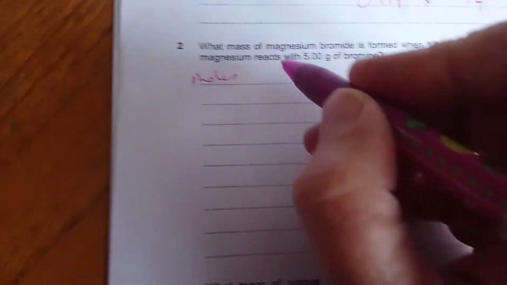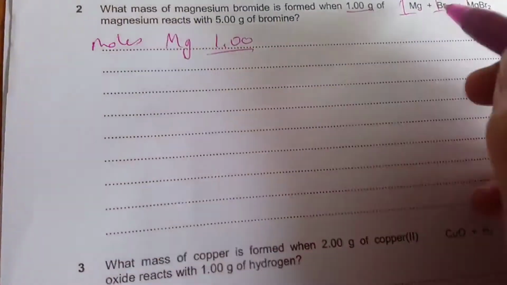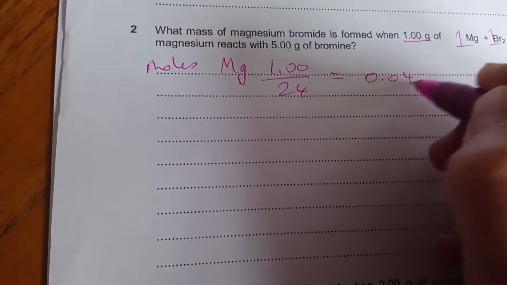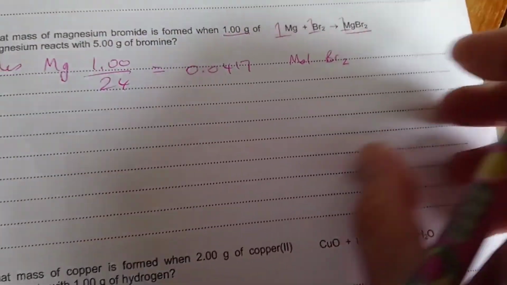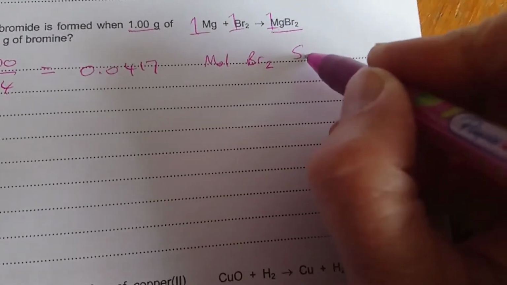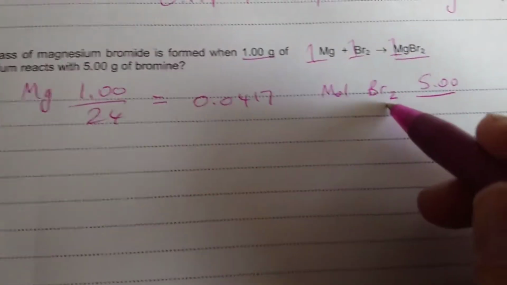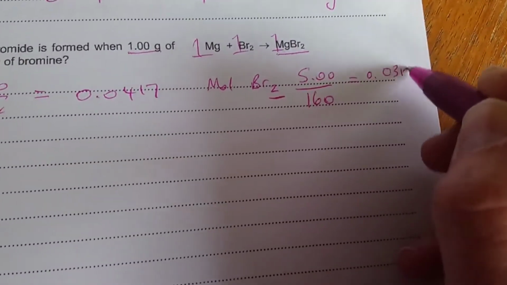So our moles of magnesium is 1 gram divided by molar mass of magnesium up here, 24, equals 0.0417, and our moles of bromine is, we've got our mass here, 5 grams, 5.00 divided by bromine up here in the periodic table is 80, but remember it's bromine 2 is our formula mass, so that'll be 160, which gives us our moles of 0.03125.